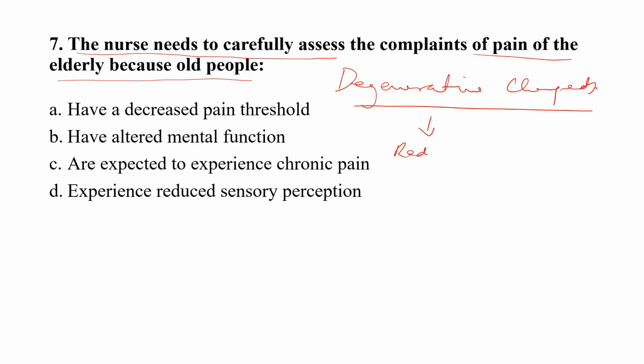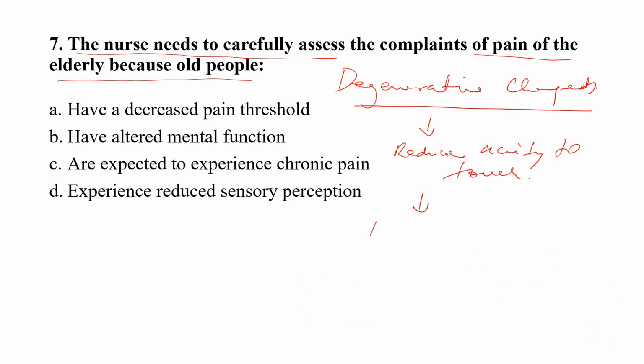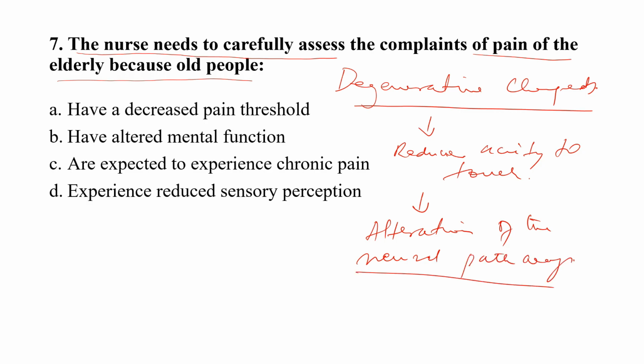reduced sensitivity to touch or reduced acuity to touch or alteration of the neural pathway, and that leads to diminished sensory response. So the correct option here is option D, which is experience reduced sensory perception.